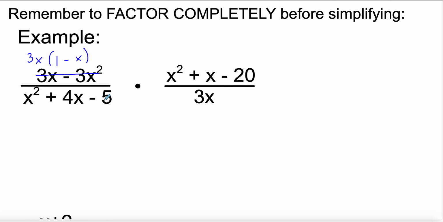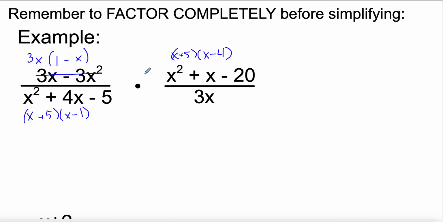On the bottom here, I need 2 numbers to multiply to a 5 and add to a 4. So that's going to be 5 and 1. Positive 5, negative 1. All right, because I need a positive 4 there. Over here, just got a 3x. I can't do anything with that. And then on the top, 2 numbers to multiply to 20 and add to a 1. X plus 5 and x minus 4.